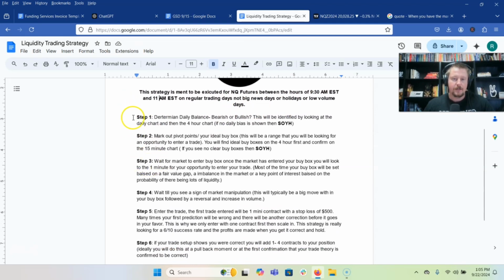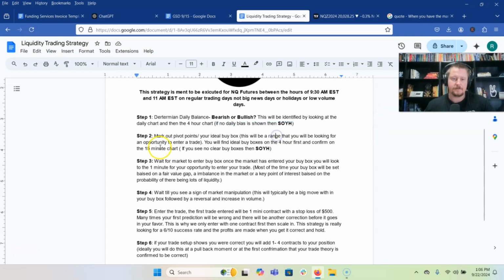So step one, though, determine your daily bias. You're going to determine your daily bias by looking at the daily chart, okay? And you're just trying to determine, are you bearish or bullish, okay? You look at the daily chart and then you confirm on the 4-hour chart. And if you cannot find the daily bias, because this is literally step one, then you have to sit on your hands. That's what SOI stands for.